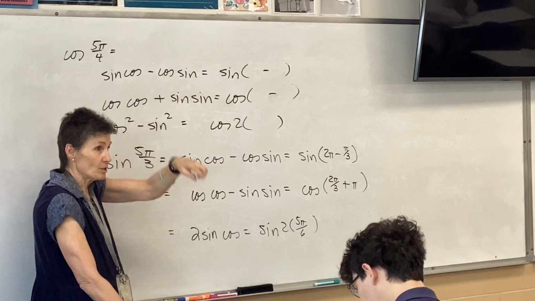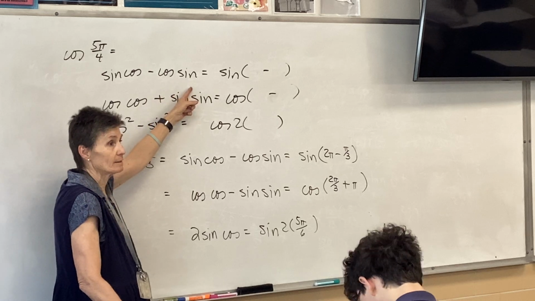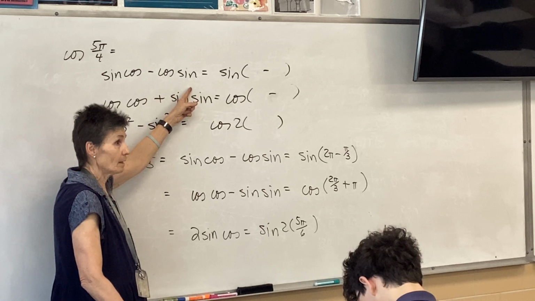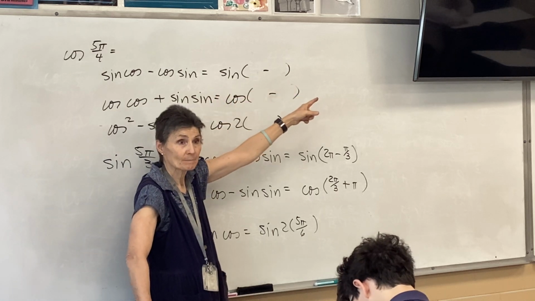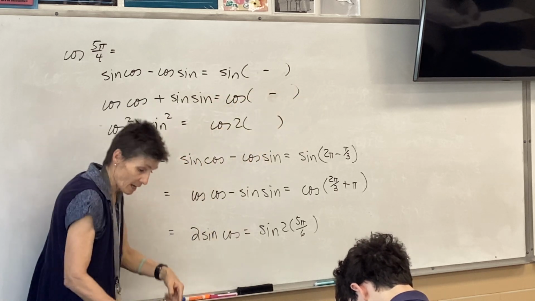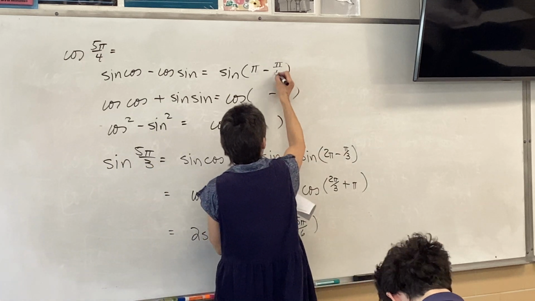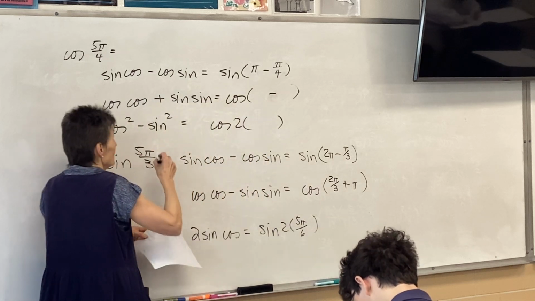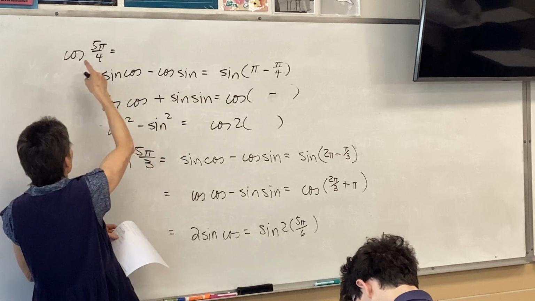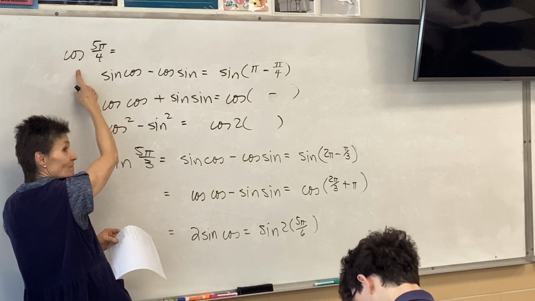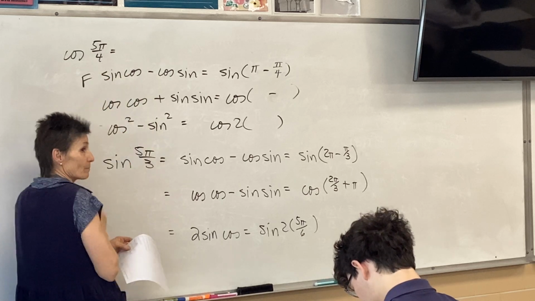So I know, and you have on your sheet, that sine cosine minus cosine sine is a formula for the sine of alpha minus beta. And in this problem, alpha and beta are pi and pi over 4. When I subtract those, I get 3/4 pi. I'm supposed to be getting cosine 5 pi over 4. That one's not true. That's false.